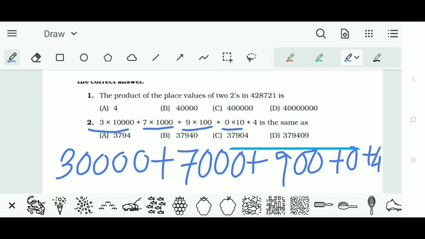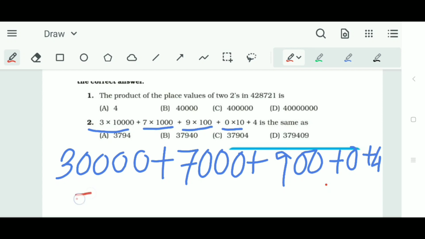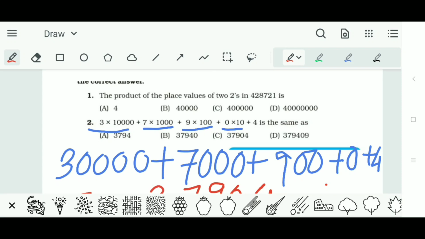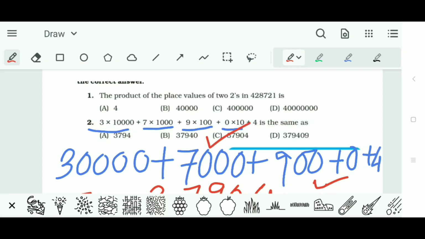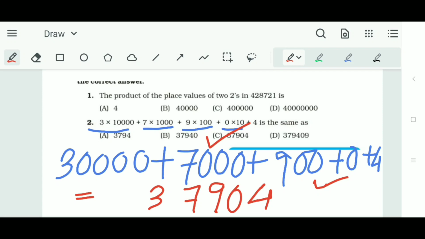Okay, now just simply you can add this all. How to add this? Just start writing from here. 4, then 0, then 9, then 7, then 3. So this is the answer, and this is again our option number C, 37,904. 37,904 means for question number 2 also the option will be C. Now let's do the next one.